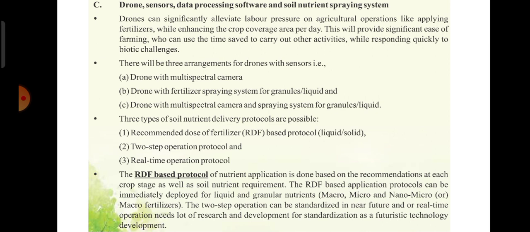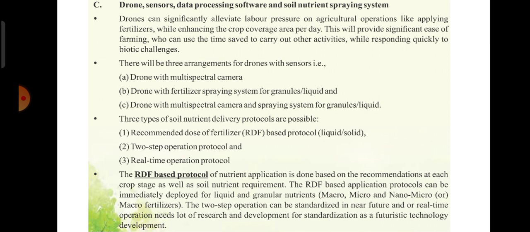These types of soil nutrient delivery protocols are possible: recommended dose of fertilizer based protocol, two-step operation procedure, and real-time operation procedure. So we'll go one by one. First is recommended dose fertilizer based protocol. Here the protocol of nutrient application is done based on the recommendation at the crop stage as well as soil nutrient requirement. The RDF based application protocol can be immediately deployed for liquid and granule nutrients like macronutrient, micronutrient, or nano, micro, or macro fertilizer.